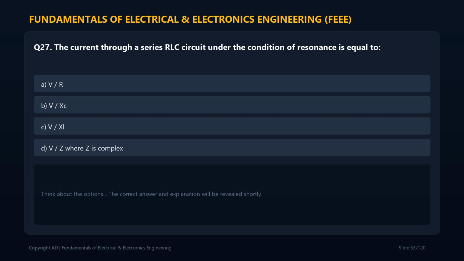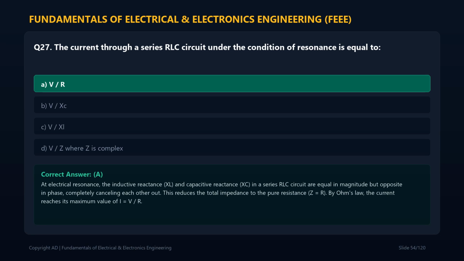Question 27. The current through a series RLC circuit under the condition of resonance is equal to option A, V over R, option B, V over XC, option C, V over XL, option D, V over Z, where Z is complex. The correct answer is A, V over R. Under resonance, inductive and capacitive reactances cancel each other out, making the circuit purely resistive, which yields a maximum current equal to voltage divided by resistance.